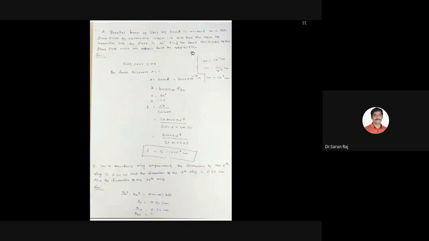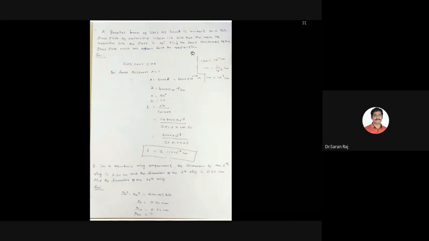In this problem, what is the relation to the theoretical part? That is the interference in thin film by the reflection method. This question is related to it because of the refractive index of that film. From the theoretical part we derived for interference in thin film by reflection, we can calculate the destructive interference and the constructive interference. What is the condition for the bright fringe and what is the condition for the dark fringe?